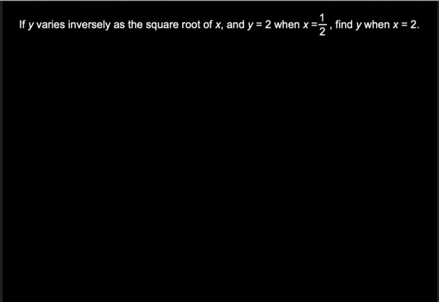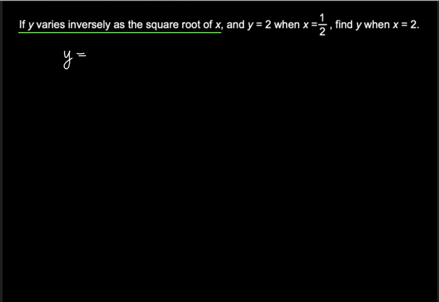If y varies inversely as the square root of x and y is equal to 2 when x is equal to 1/2, find the y value when x is equal to 2. So the first thing to understand is that y varies inversely as the square root of x. So let's underline that concept.